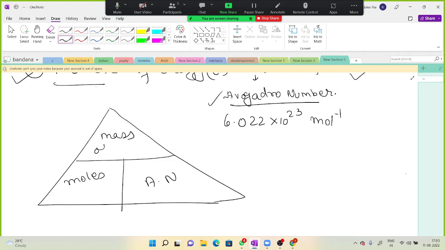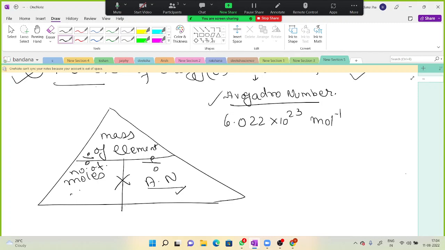Mass of element, number of moles, and this is your Avogadro number. If I have to find the mass of element, then the number of moles should be multiplied with the Avogadro number. If you have to find the number of moles, then the mass of element is divided by the Avogadro number. But the Avogadro number is fixed.